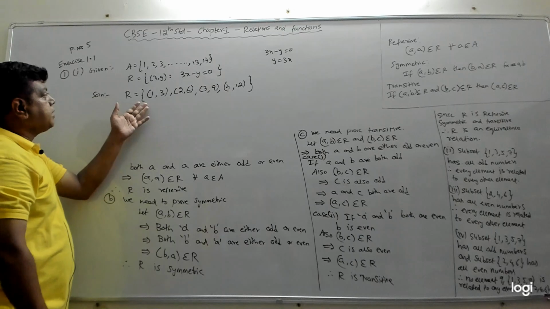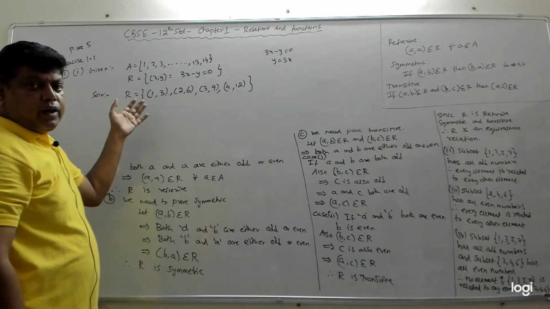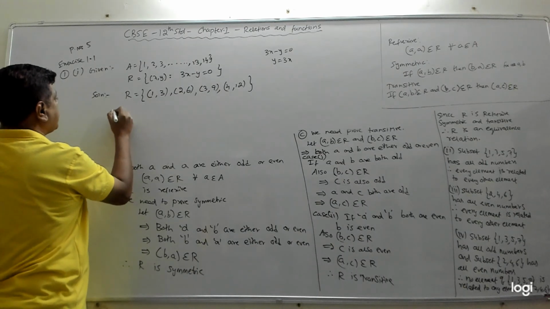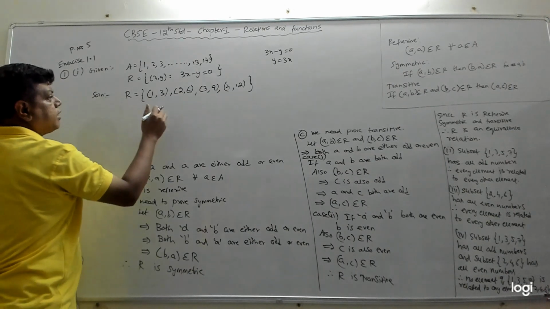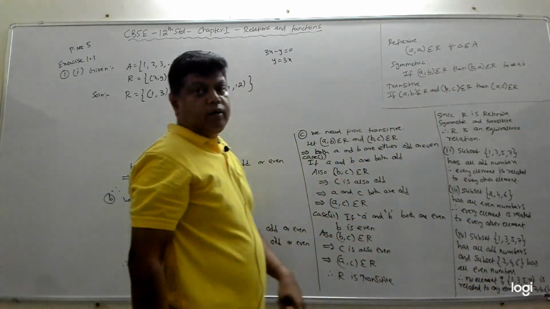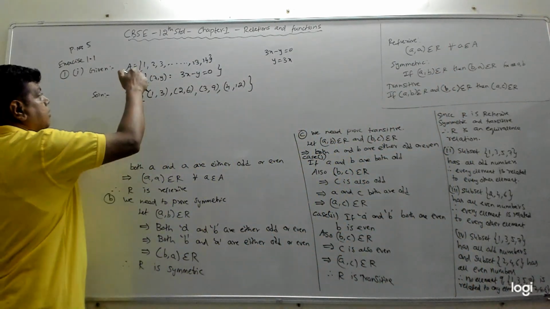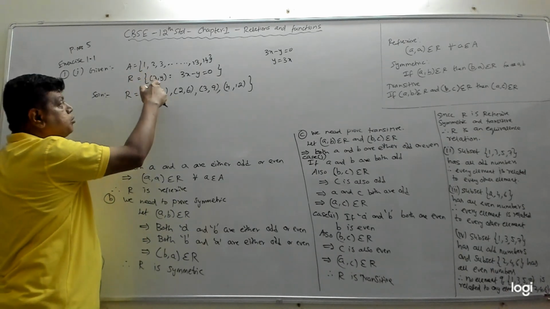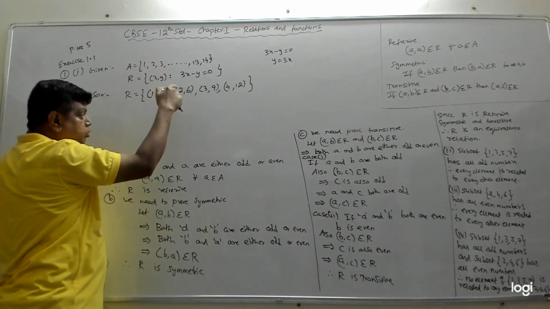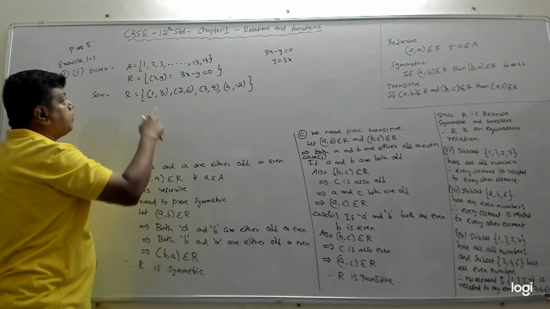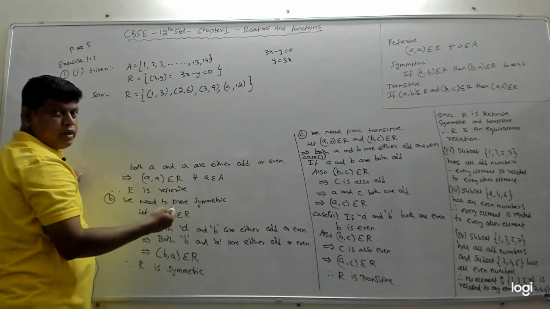Now we should check whether it is reflexive, symmetric and transitive. First, to check reflexive, we should prove that a comma a belongs to R for every a in A. Every element I take from A, if I take 1, then 1 comma 1 should be in R. If I take 2, 2 comma 2 also should be in R. Now let's take 1. Is 1 comma 1 there? No. Even 2 comma 2 is not there, 3 comma 3 is not there.